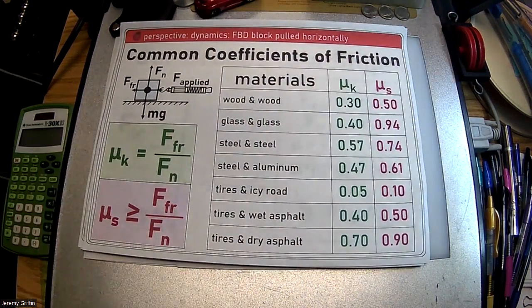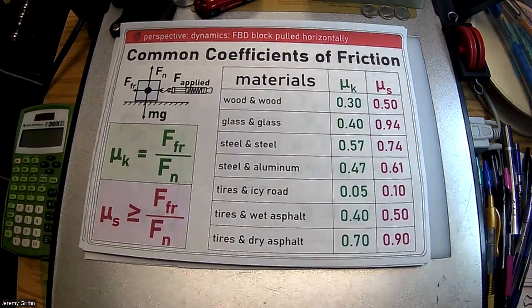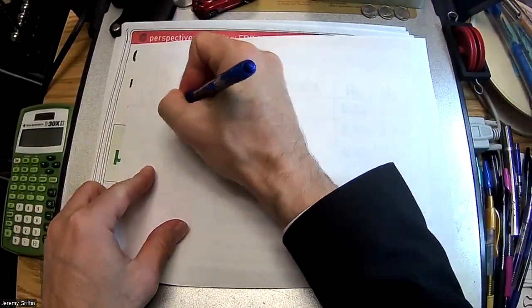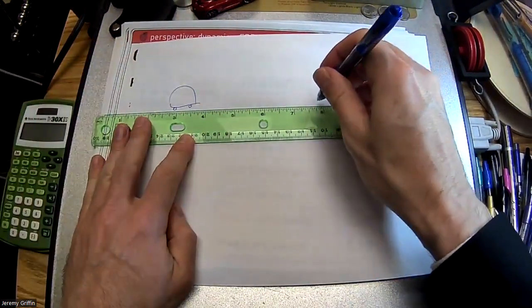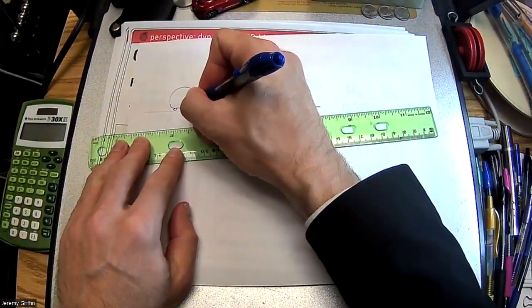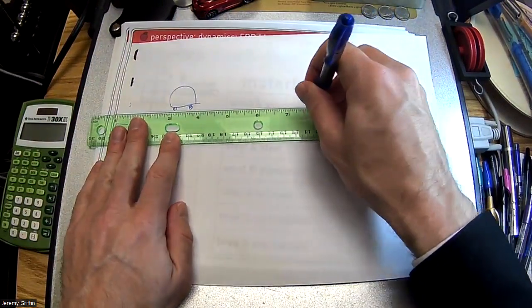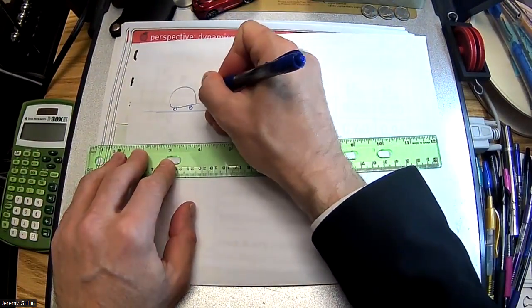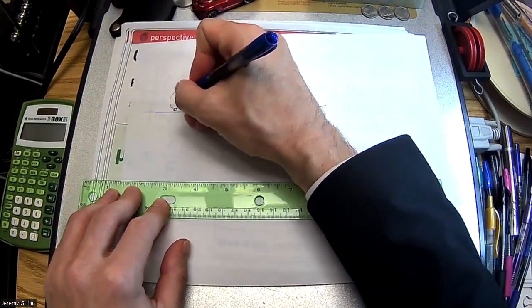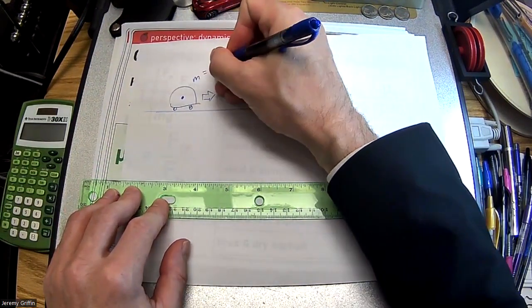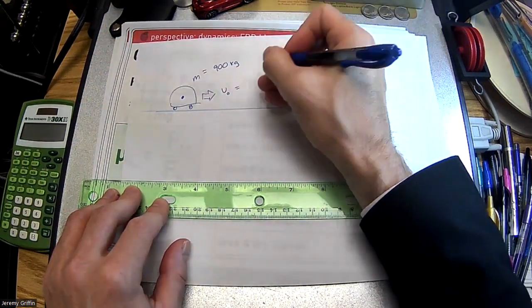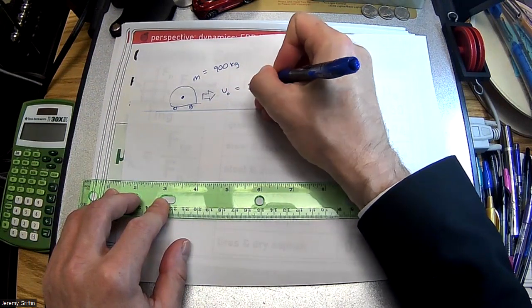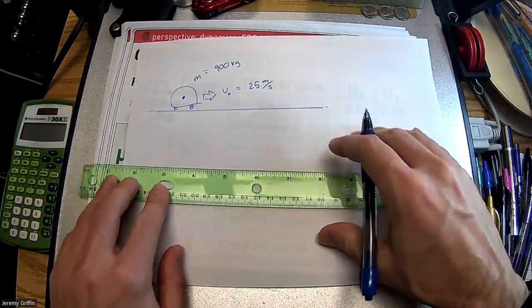Speaking of driving a car, I'll draw this along with you guys. Let's draw a car on a road. Let's just keep a horizontal road, nothing fancy. We'll get to inclines later. Let's say this car has a mass of 900 kilograms. It's driving at an initial velocity of 25 meters per second. It's about highway speed.